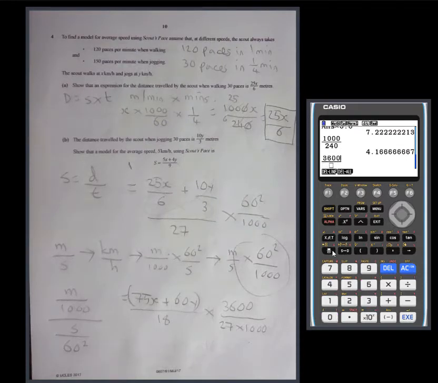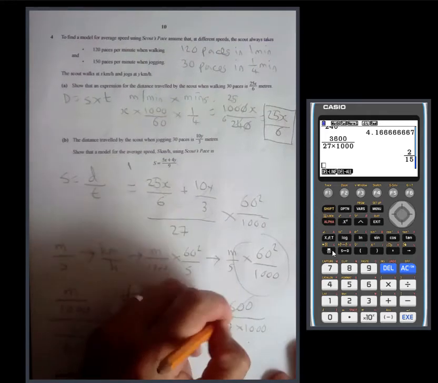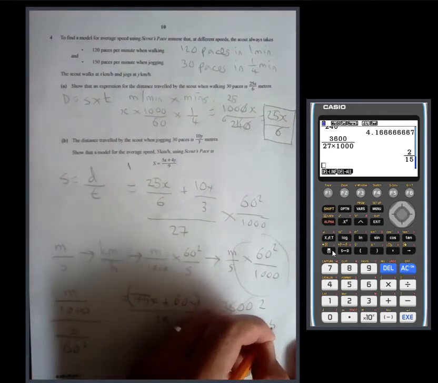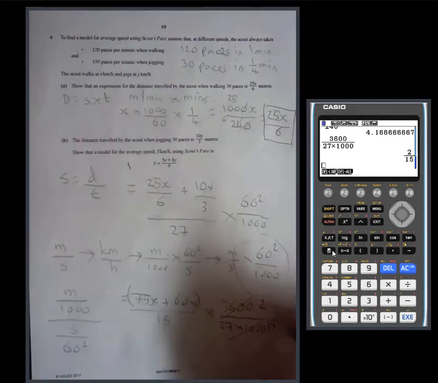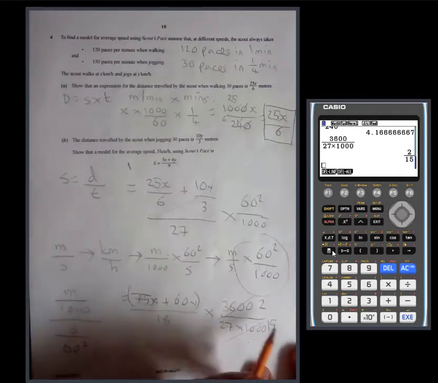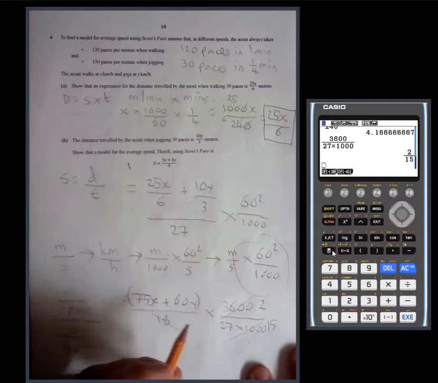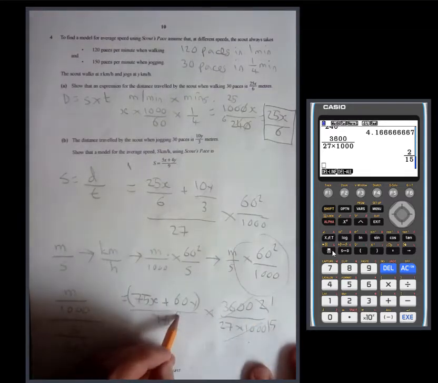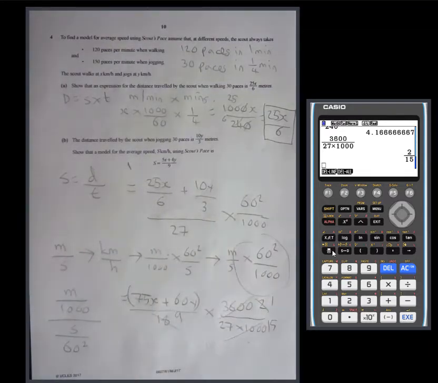3600 divided by 27 times 1000 comes out as 2 over 15. If we call that 2 over 15, that should make things a lot easier. Even looking at it, you can cancel this 18 with the 2 and call that 1 and 9. And suddenly you've got 75x plus 60y over 9 times 1 over 15.